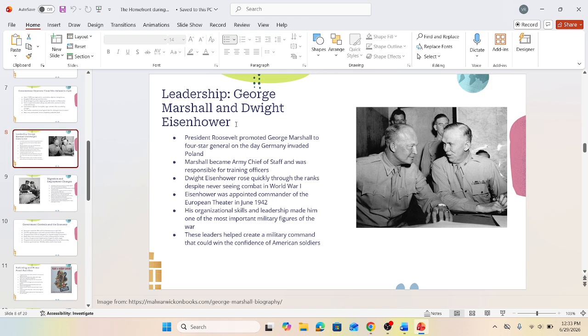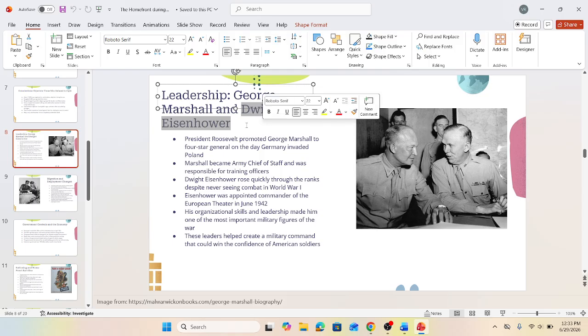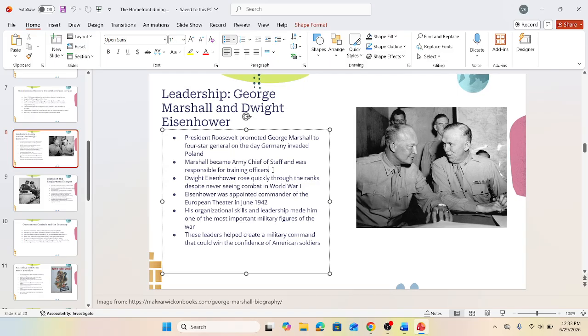All right, so leadership during this time. Who were our major leaders? George Marshall and Dwight Eisenhower. Dwight Eisenhower may be a name you're familiar with. So President Roosevelt promoted George Marshall to 4-star general on the day that Germany invaded Poland, so he became one of the leaders. He became Army Chief of Staff and was responsible for training officers.